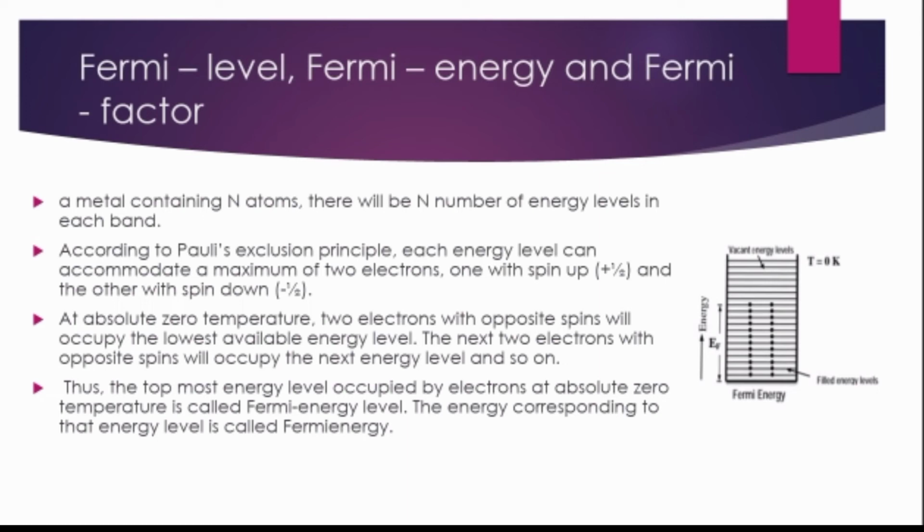In a metal containing n atoms, there will be n number of energy levels in each band. According to Pauli's exclusion principle, each energy level can accommodate a maximum of two electrons, one with spin up and the other with spin down. At absolute zero temperature, two electrons with opposite spins will occupy the lowest available energy level. The next two electrons with opposite spins will occupy the next energy level and so on. Thus, the highest energy level occupied by electrons at absolute zero temperature is called the Fermi energy level. The energy corresponding to that energy level is called Fermi energy.